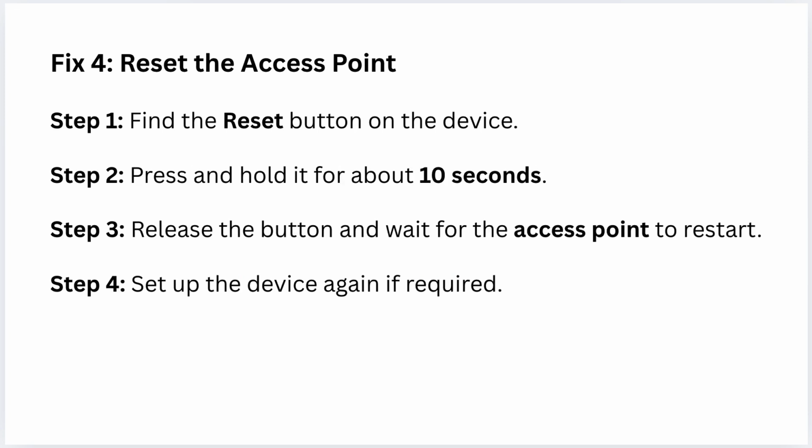Fourth one is reset the access point. Find the reset button on the device, then press and hold it for about 10 seconds. Release the button and wait for the access point to restart. Then set up the device again if required.